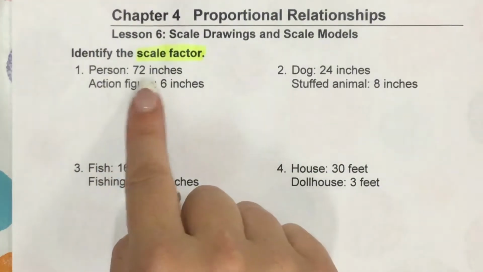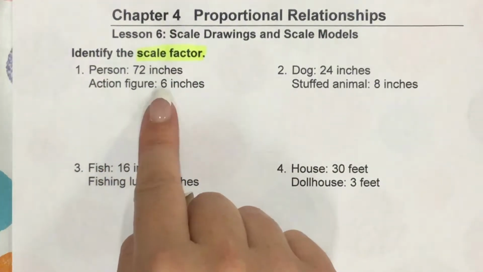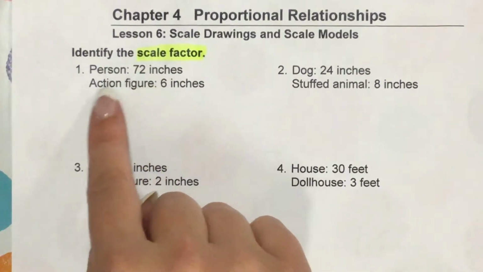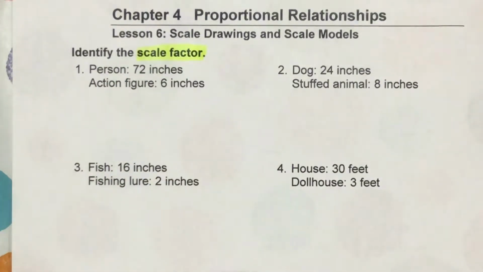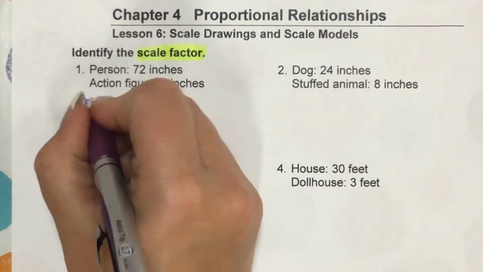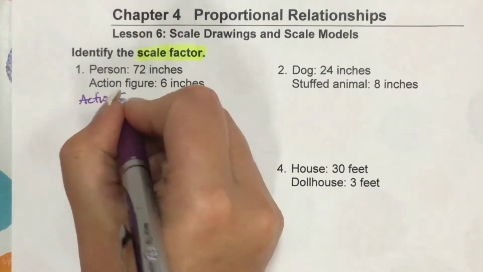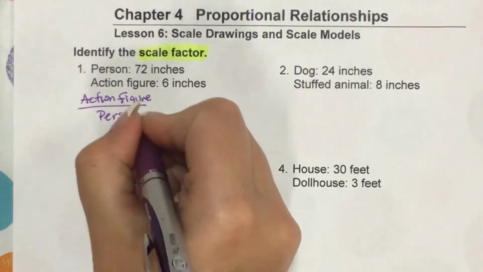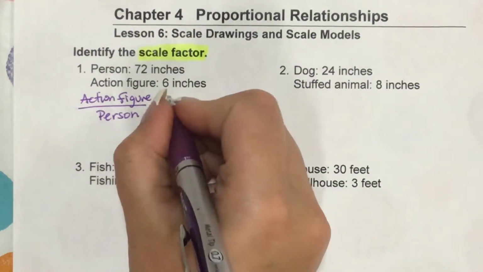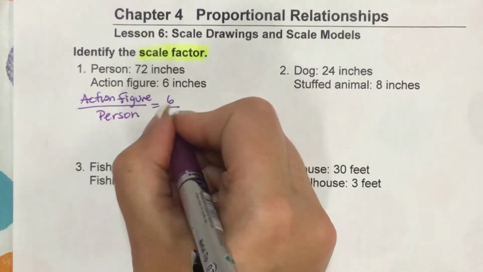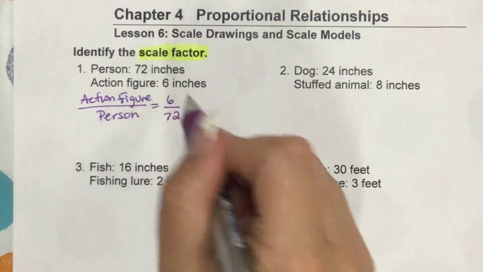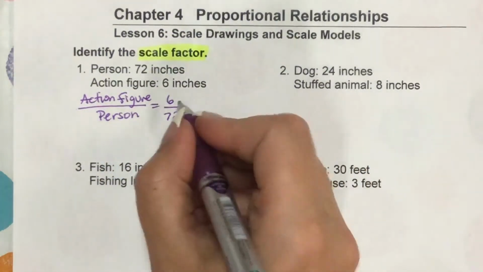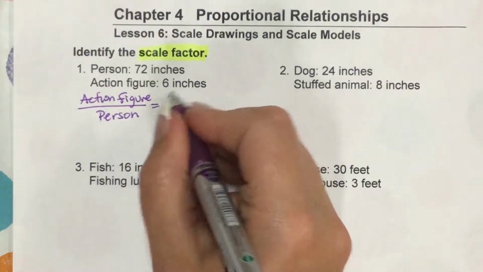So we have a person that's 72 inches. We have an action figure that's 6 inches. An action figure is the smaller thing, so that's going to go on top. So it's going to be the action figure over the person. So the action figure is 6 over 72. Now, the scale factor has to have a 1 in the top of the fraction, which is called the numerator.